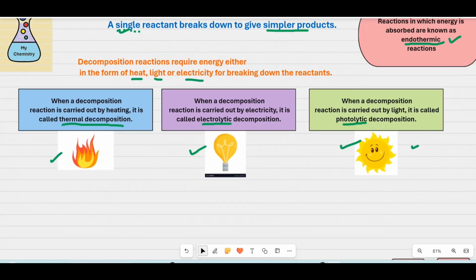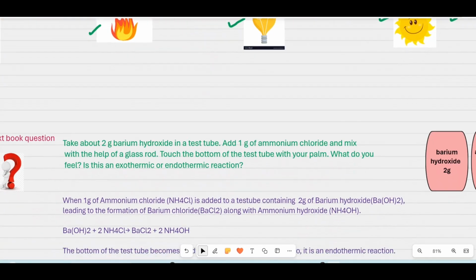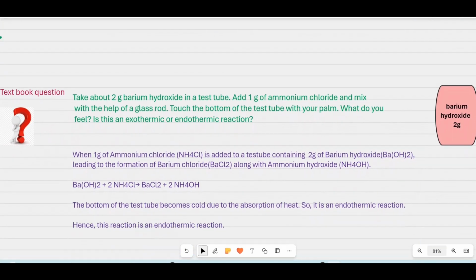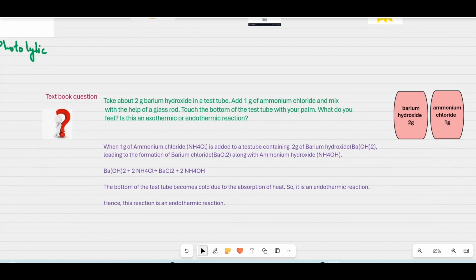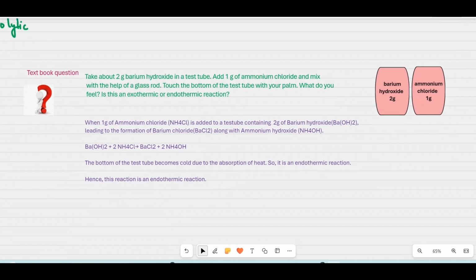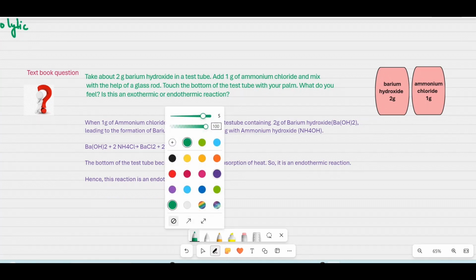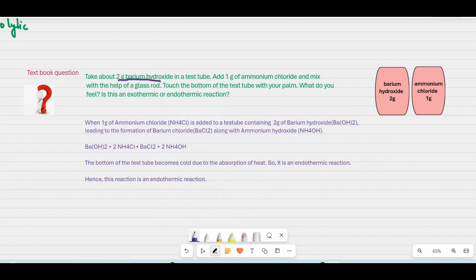Now, there is one textbook question. Take about 2 grams of barium hydroxide in a test tube. So we are taking barium hydroxide in a test tube and adding 1 gram of ammonium chloride. These are the two reactants we have taken: barium hydroxide, formula Ba(OH)2, and ammonium chloride, NH4Cl.